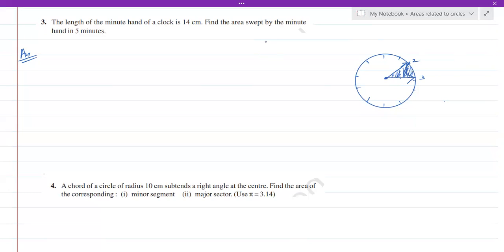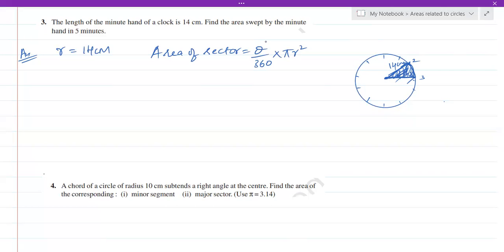If you observe, this is looking like a pizza shape, or a cake shape. And I have told you if it's a pizza shape, it is a sector, right? So this is actually a sector. What we are supposed to find is the area of the sector. Here the length is 14 centimeter, which acts as the radius. The length of the minute hand is acting like the radius, so the radius is 14 centimeter. But what is the formula for the area of a sector? Area of sector is equal to theta by 360 into pi r square.